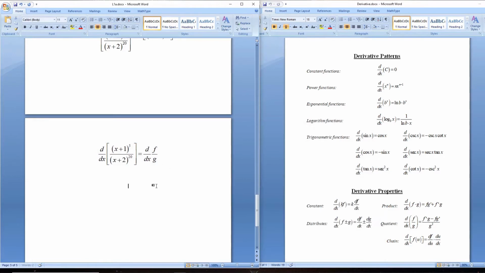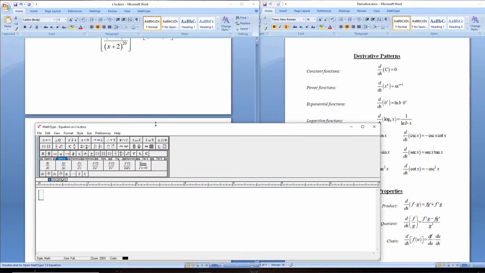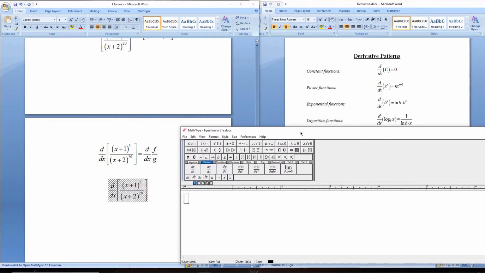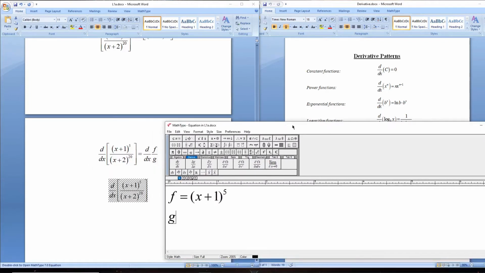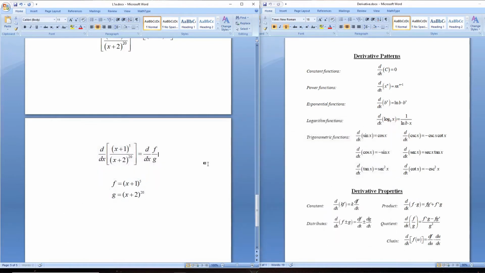So that means we're explicitly defining f to equal the top function, the power function there, and the bottom one. So there's our f and g for the quotient rule.